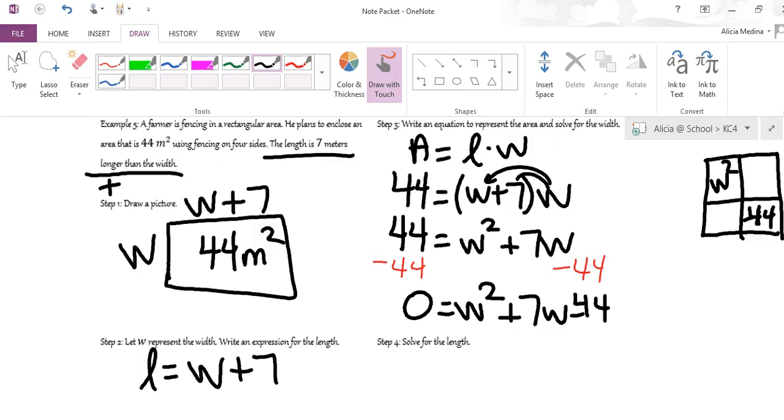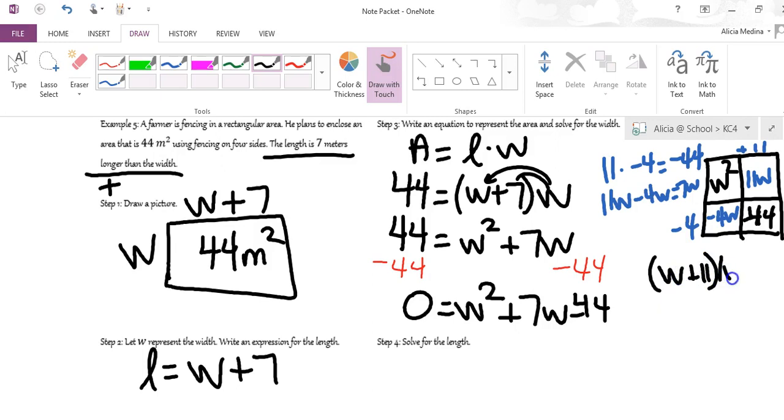So what multiplies to a negative 44 and adds to a positive 7? The only two numbers that would do that would be a positive 11 times a negative 4, right? That would still give me a negative 44, which I need. And then if I had a positive 11W minus 4W, that would equal a positive 7W. So I'm going to use a positive 11W and a negative 4W. So that would make this a negative 4 and a positive 11, which would give me then W plus 11, W minus 4, still all equal to 0.